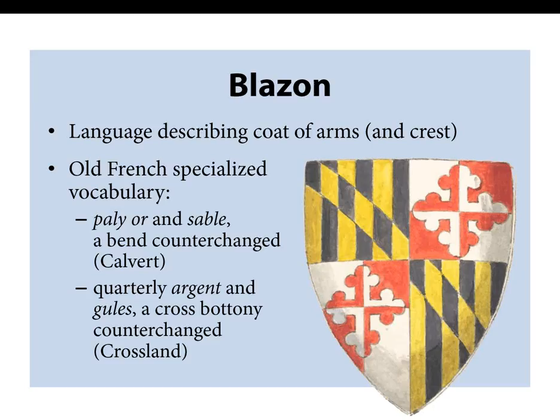language of blazon derive from the Old French vocabulary used in courts throughout Europe in the later Middle Ages, including the English court, which conducted a lot of its social life and some of its business in French in the late Middle Ages. And in the language of blazon, this coat of arms of the Lords Baltimore, the upper left and lower right-hand corners are described as paly or and sable, a bend counterchanged, and the upper right and lower left quadrants are blazoned as quarterly argent and gules, a cross bottony counterchanged. And so we'll get to what this means, the fact that the design is quartered this way, in just a moment.